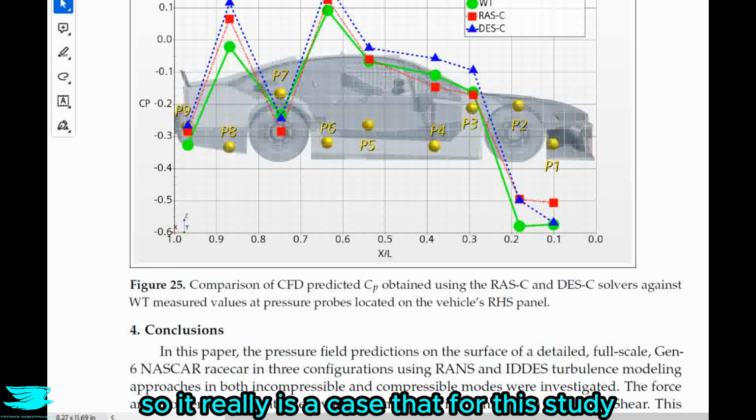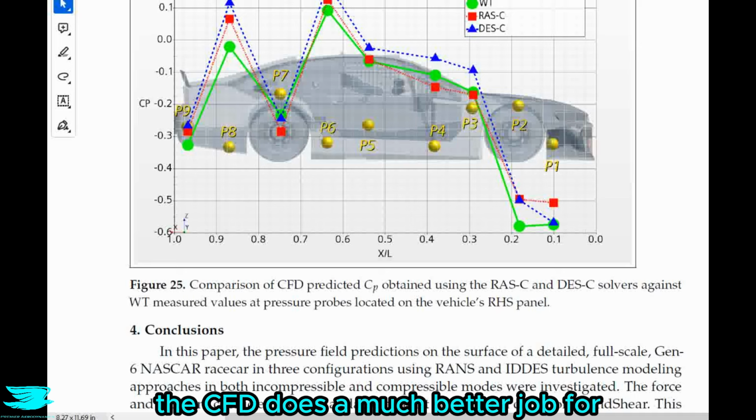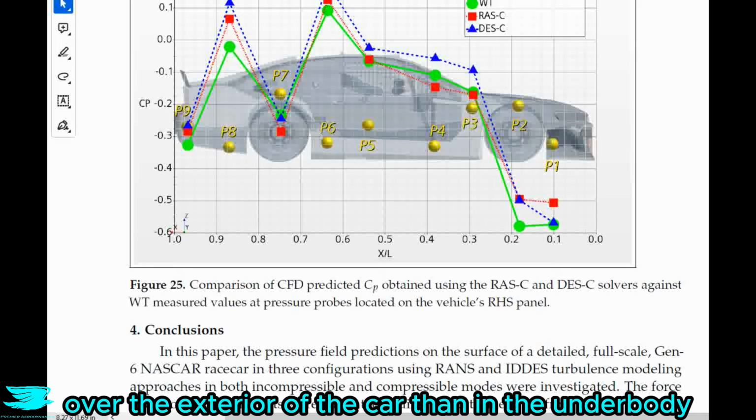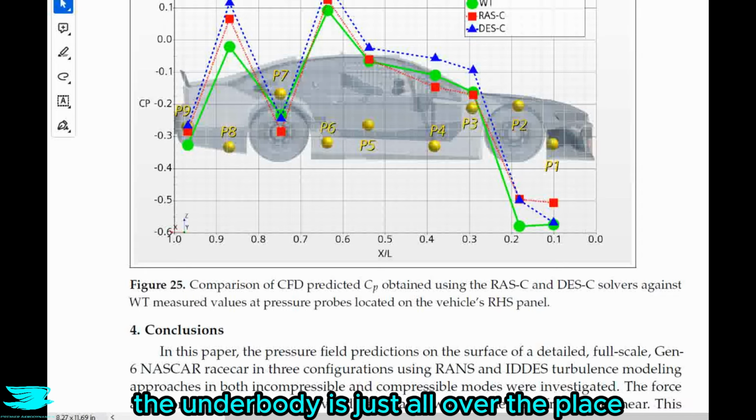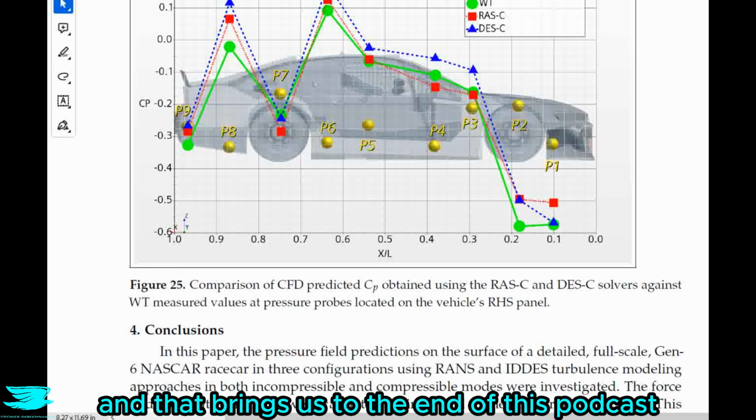So it really is a case that for this study, the CFD does a much better job over the exterior of the car than in the underbody. The underbody is just all over the place, as we saw in the other figures. And that brings us to the end of this podcast.